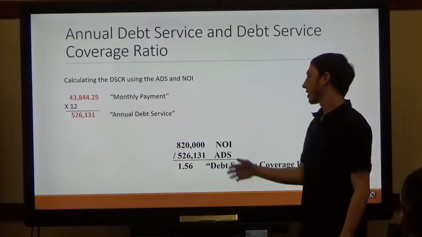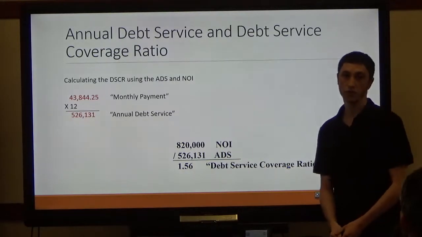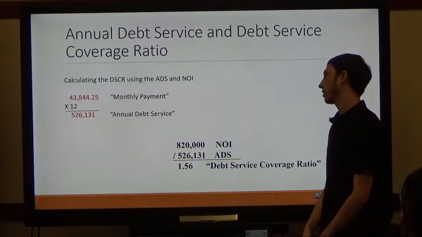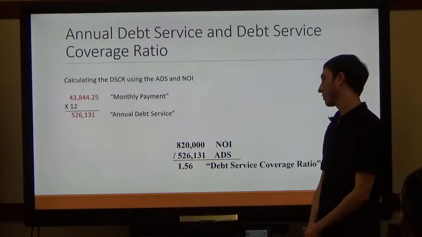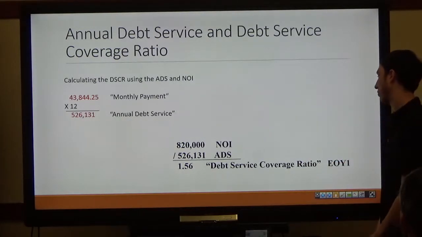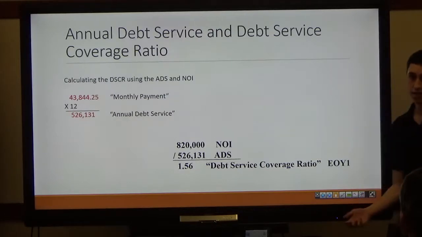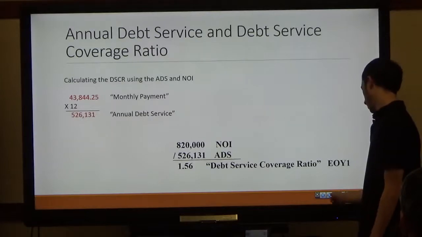So with your NOI, you can calculate your debt service coverage ratio. I think that's one of the first things you should probably do. So I showed it right here. Easily calculating your ADS just by multiplying your monthly payment times 12. And for year one, you get a debt service coverage ratio of 1.56. Obviously, every year it's going to change, because your NOI is going to change.